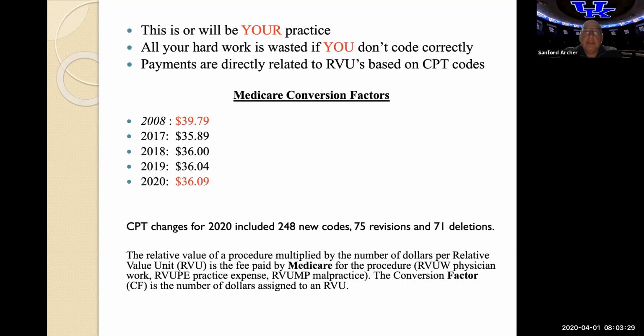CPT coding changes every year, and the Federal Register publishes the new codes in November. In 2020, we had 248 new codes across all specialties with 75 revisions and 71 deletions. And so this is terribly important because if you're using an outdated code, you will get your reimbursement kicked back at you, and it could take up to 3 months to resubmit and reclaim the monies that are due to you on that office or surgical experience.